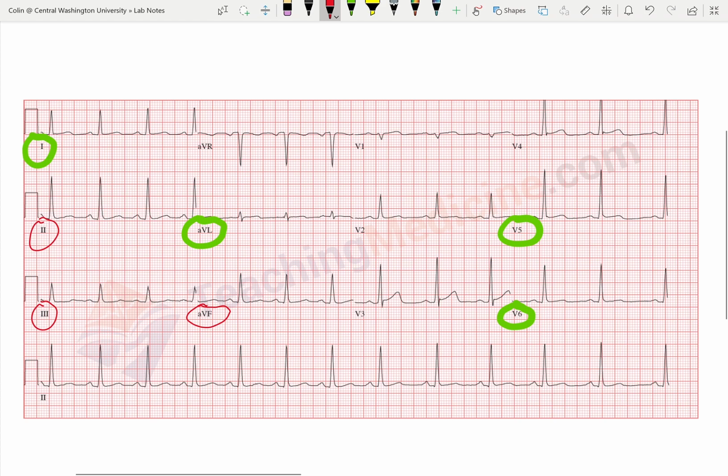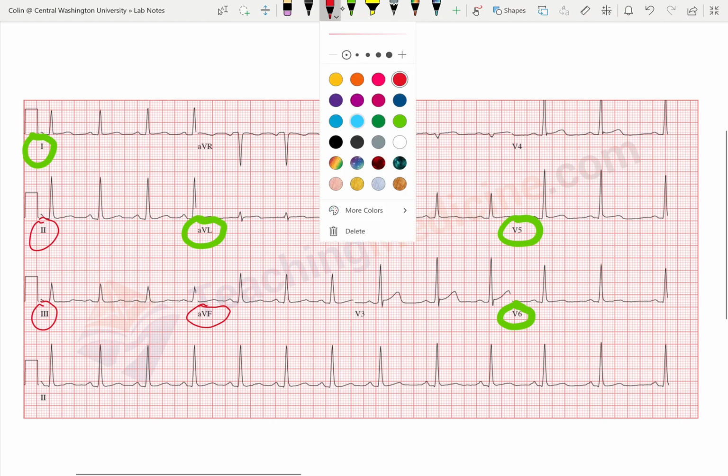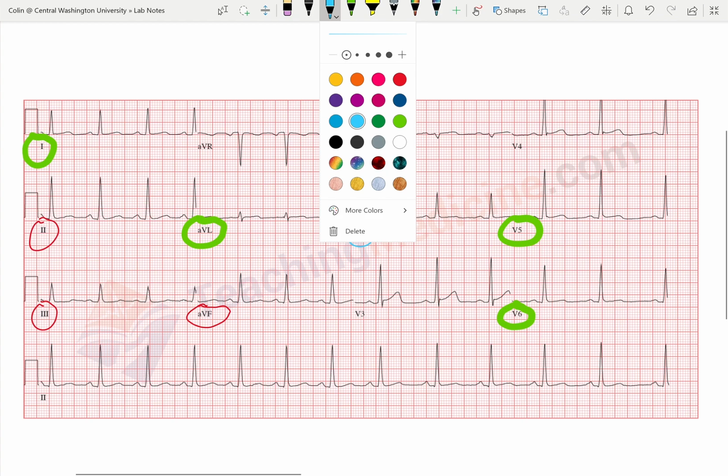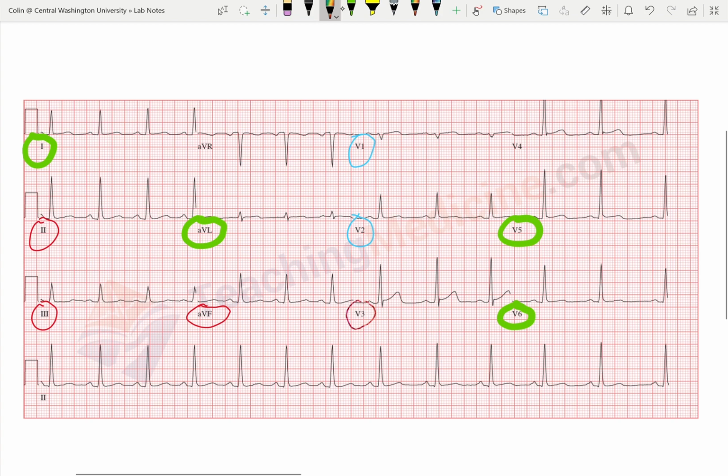So inferior MI, leads 2, 3, and AVF, a little bit different than the rest of them, and those look at the inferior part of the heart. So let's switch colors here real quick. The parts remaining are V1 and V2. They're the septal leads, and they look at the septum of the heart. And then grab one more color here, do the rainbow. V3 and V4 look at the anterior part of the heart, right? So anterior, just like back from EMT school, right at the front.